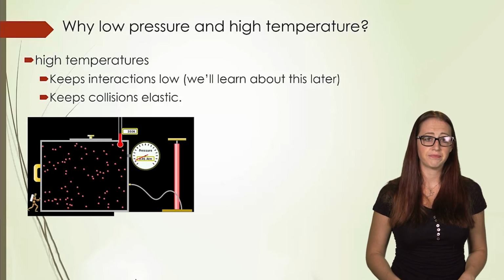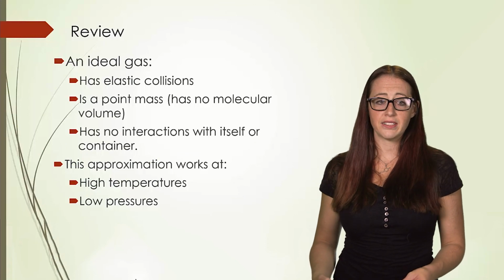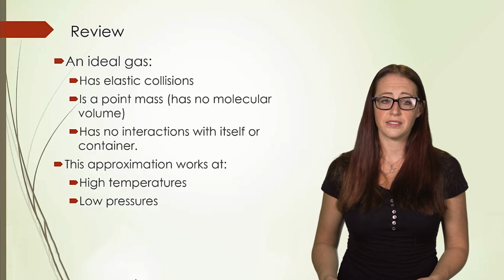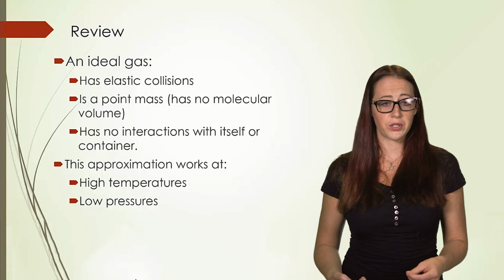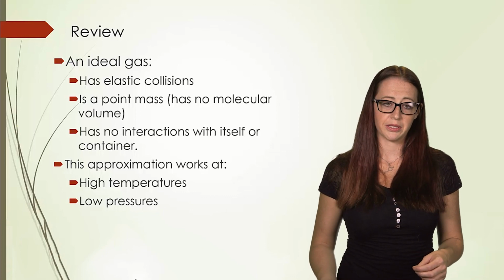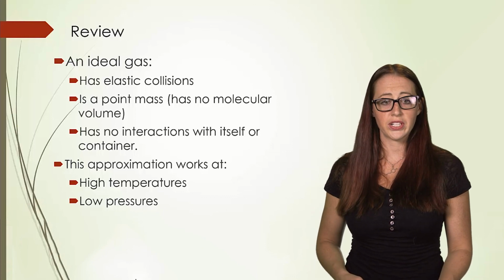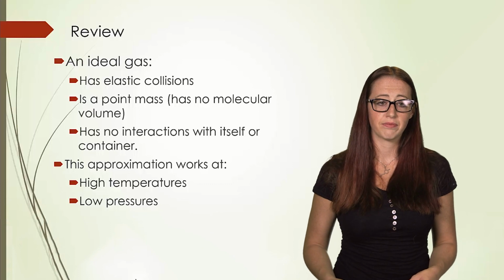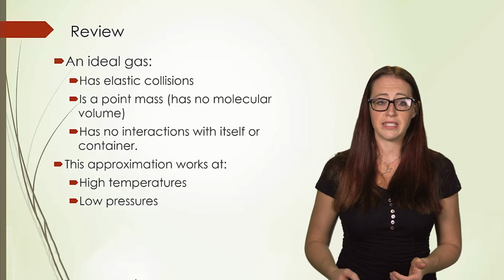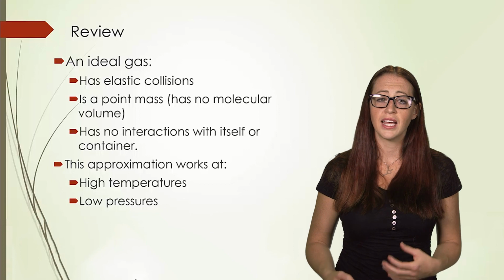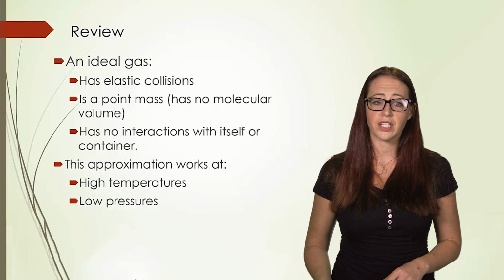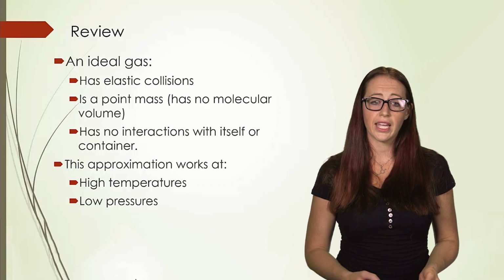In review, an ideal gas has elastic collisions. It's a point mass, or in other words, has no atomic or molecular volume. It has no interactions with itself or its container. Of course, the gases that we deal with in real life are real gases. However, the ideal gas approximation will work well at high temperatures and low pressures.